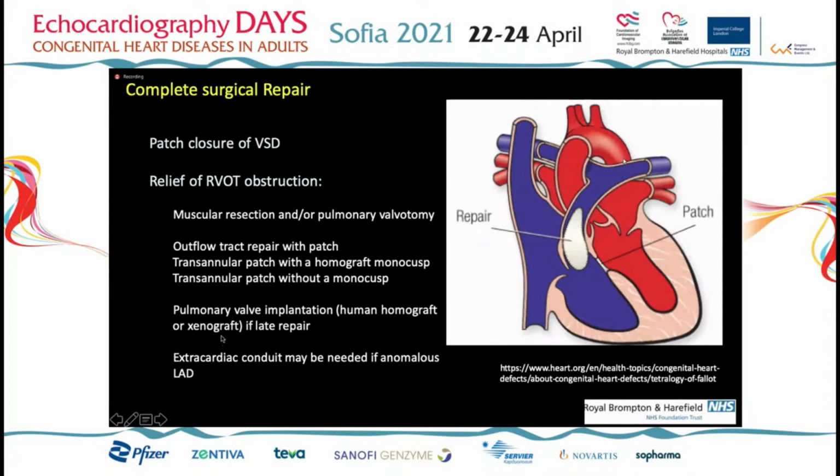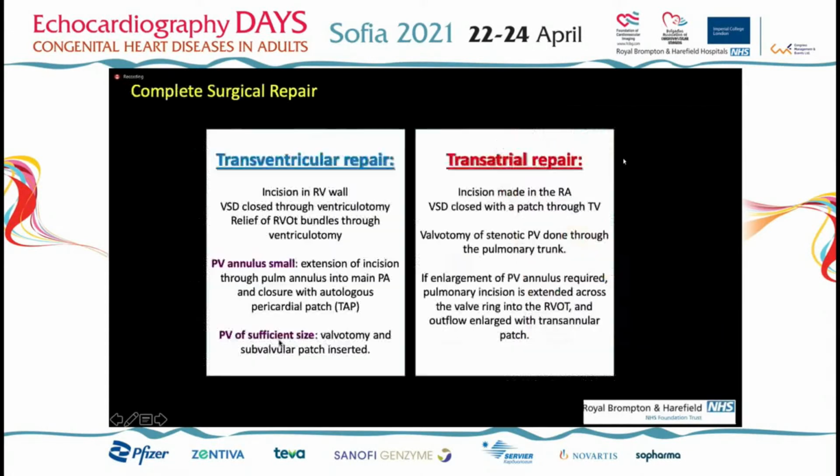And sometimes, when the repair of Tetralogy of Fallot is performed in older children, we could put a human homograft or xenograft straight away instead of a patch, because they would tolerate much better a homograft of a reasonable size and would have less risk of developing pulmonary regurgitation.